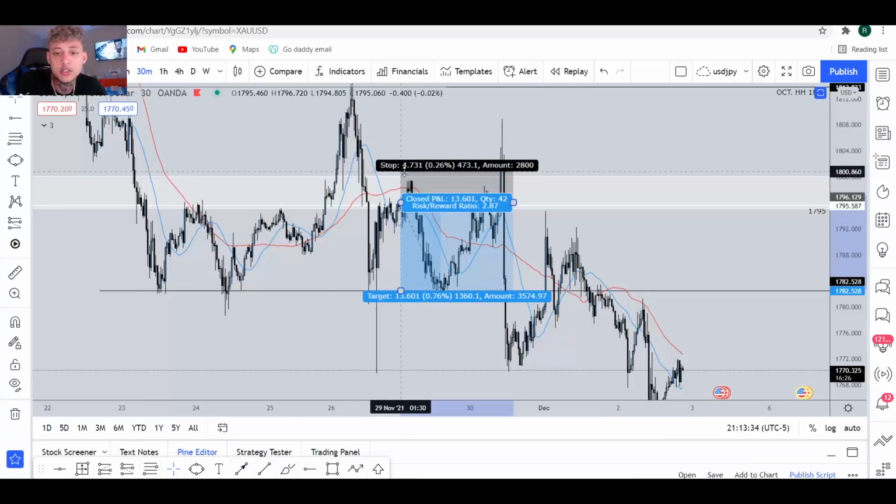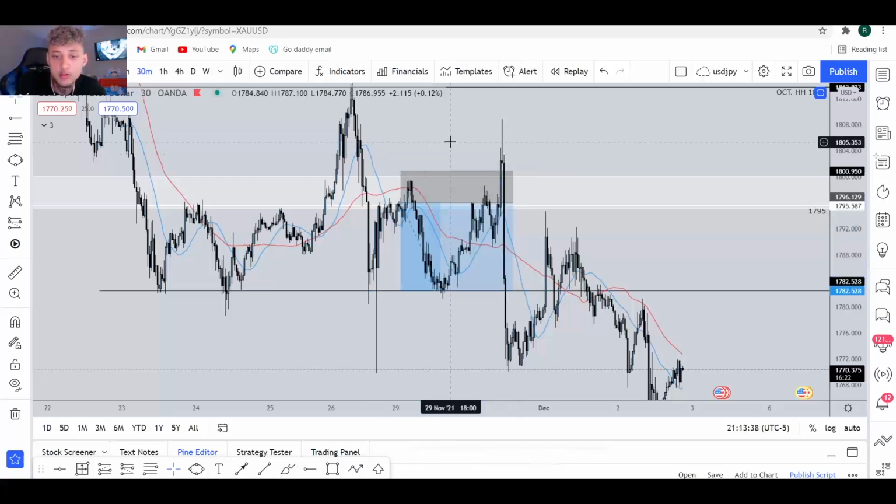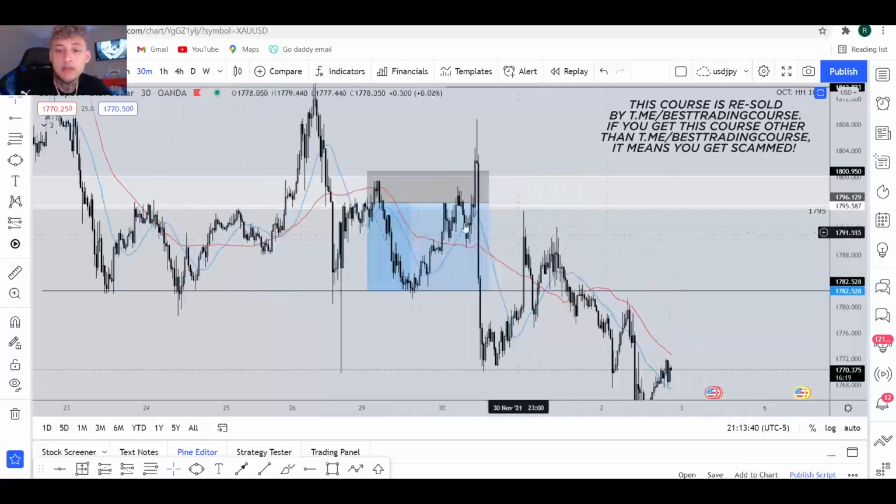That gave me about 2 times my risk, and that's why I took the trade, right? My stop loss was actually a little bit smaller. It was something along this area here because I remember it coming very close to my stop loss, right? Giving me about 2 times my risk on that trade.